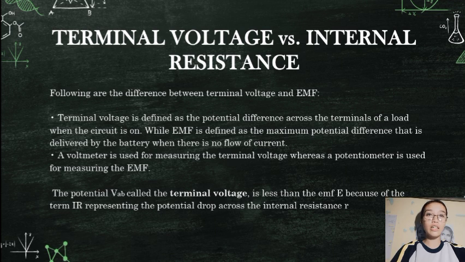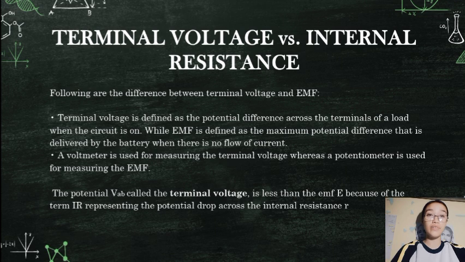When we say terminal voltage, it is the voltage of a source measured across its terminals when a current is flowing through the circuit. Take note that this voltage is always less than the EMF due to the internal resistance of the source. The internal resistance represents the resistance within the source itself, which causes a voltage drop as current flows. So because of the internal resistance, the terminal voltage becomes less than the EMF.